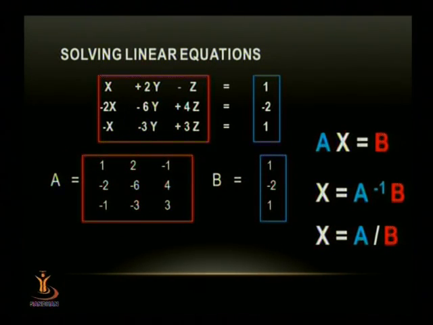So I'll do that. See, now I have the linear equations x plus 2y minus z equals 1, minus 2x minus 6y plus 4z equals minus 2, minus x minus 3y plus 3z equals 1. Right? I have identified matrix A first of all over this. The coefficients of unknowns form matrix A, and the right hand side of equals to, the constants, will form matrix B. I have them. Let's solve this now.